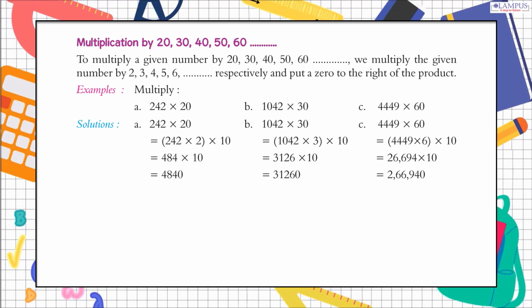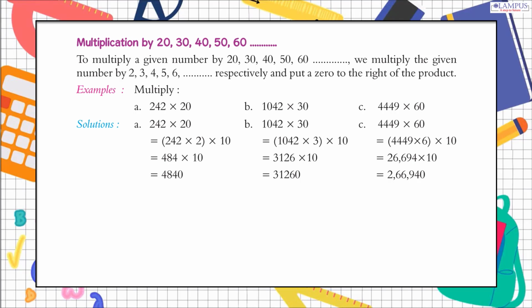242 times 20. Solutions. 242 times 20 equals 242 times 2 times 10 equals 484 times 10 equals 4840. B. 1042 times 30. Solutions. 1042 times 30 equals 1042 times 3 times 10 equals 3126 times 10 equals 31260.